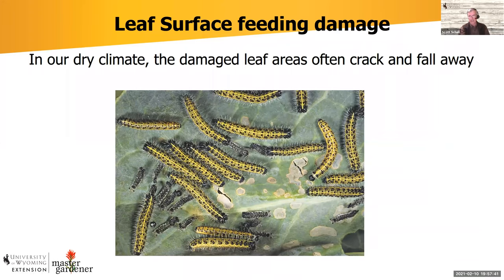Leaf surface feeding damage, where they don't chew all the way through. They only chew either from the bottom up, say in the case of the Mexican bean beetle larva, or from the top down in the case of, say, cabbage whites. And in our dry climate, a lot of times that leaf surface that's left behind will dry and crack and flake out and will kind of look like entire feeding, but it is actually a surface feeding.